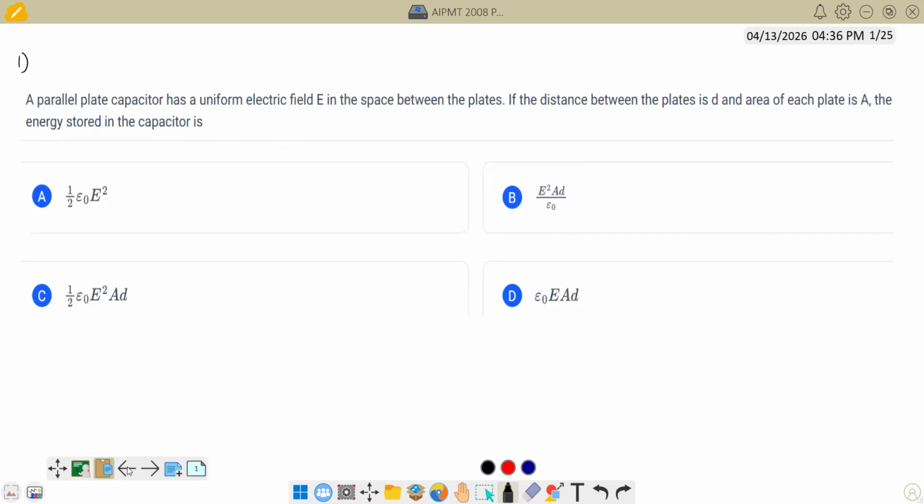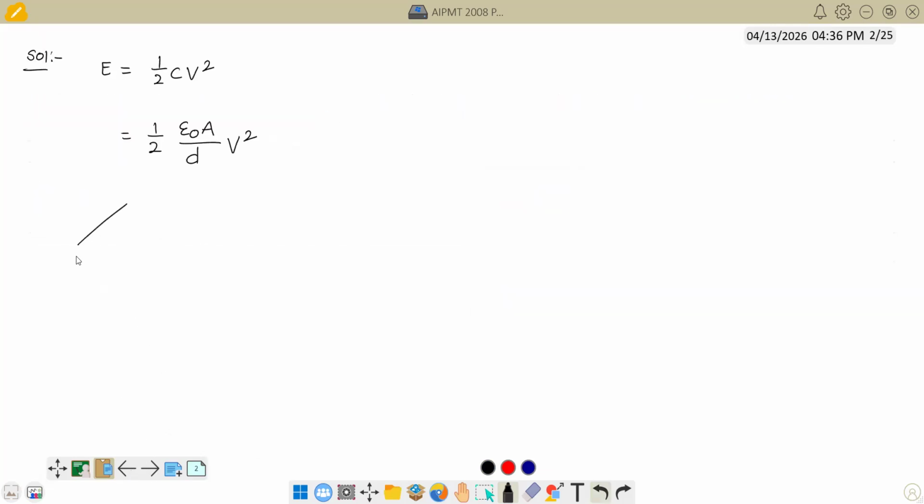But the question doesn't want it in terms of V, it wants it in terms of electric field. We know in a parallel plate capacitor, the electric field is uniform. And V is basically the voltage, which is the potential difference between the two plates. So V can be written as electric field into distance d. This is only valid if the electric field is uniform.